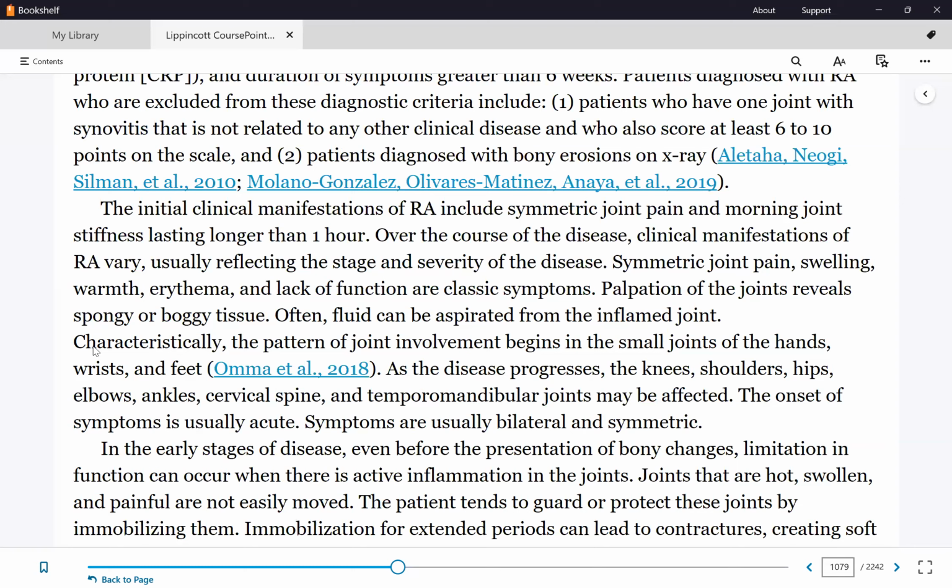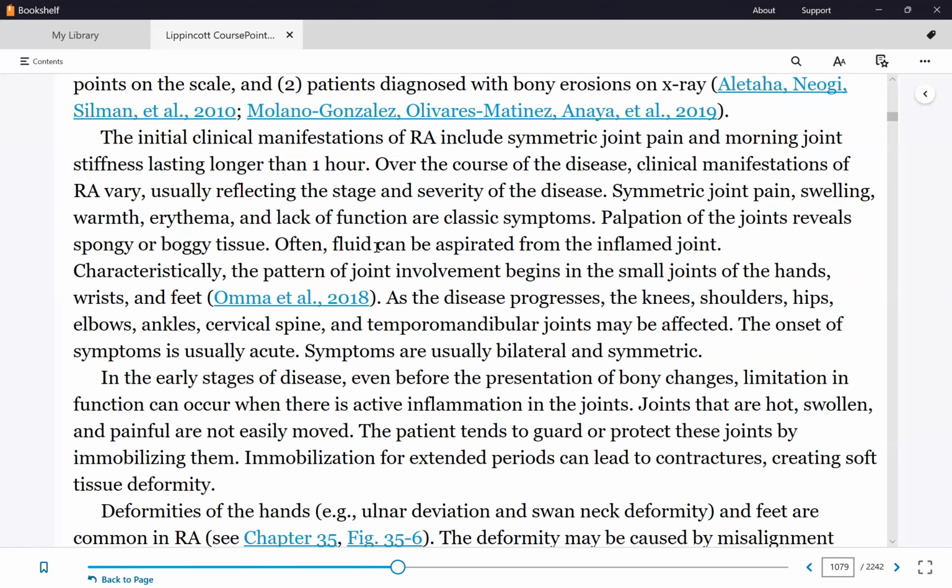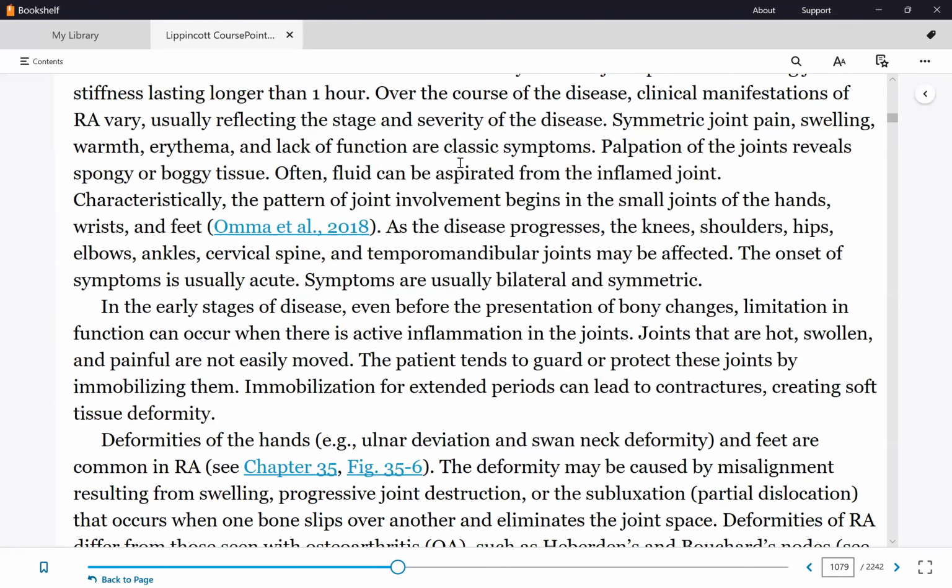So early on, again, symmetrical joint pain, always both sides. Never one or the other. Both wrists, both sets of fingers, from head to toe. So symmetrical joint pain, swelling, warmth, erythema, indicative of inflammation, chronic inflammation. Of course, with inflammation, fluid will form, in the knee, in the shoulder, in the elbows, whichever joints are affected. So there'll be fluid accumulation there.